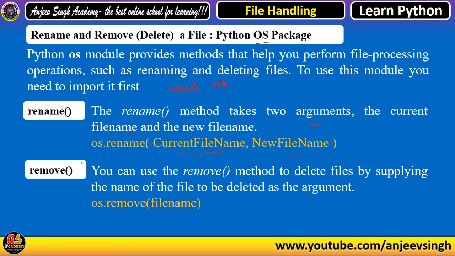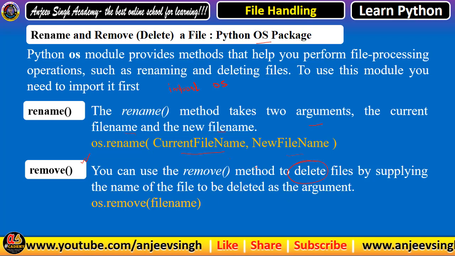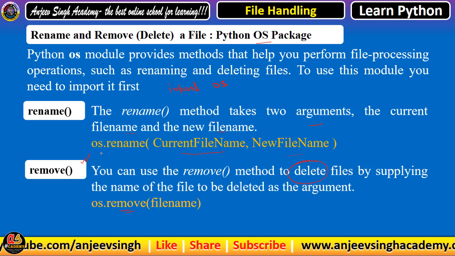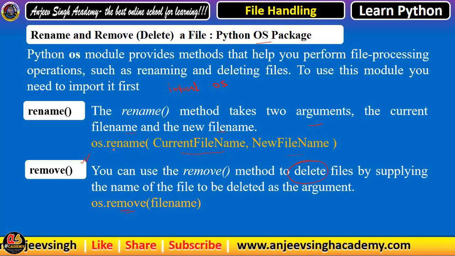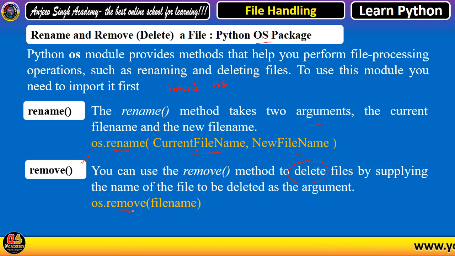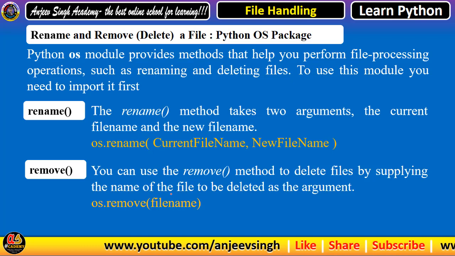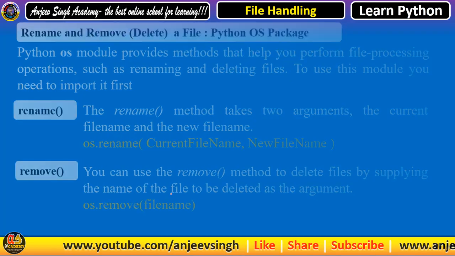There is one more function and that is called remove. So if you want to remove a file permanently, means you want to delete a file permanently, then you have to call the remove function: os.rename(old file name, new file name), os.remove(file name) for what you want to delete. Okay, so now you understand how you can do the rename and remove with the help of the OS module. Now it is time to perform the delete operation.